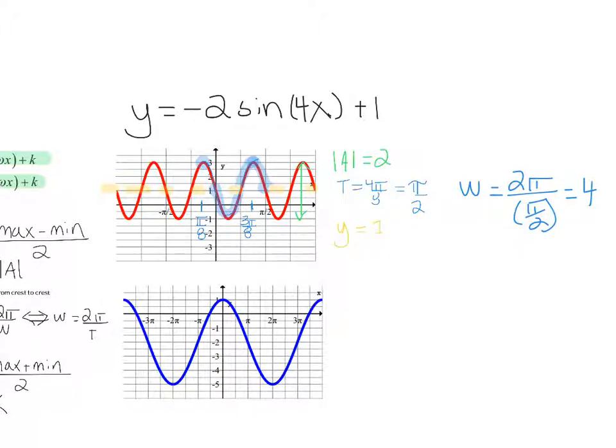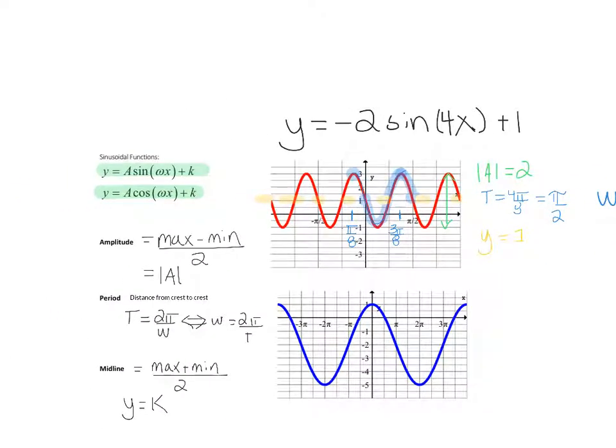The other thing that you need to know about this omega is the omega tells you how many periods fit into a normal 2 pi. So if I look here, T equals 2 pi over omega, the omega is how many periods fit into 2 pi. Well, since this period is pi over 2, I can tell that 4 full periods are going to fit into 2 pi because pi over 2 is 1/4 of 2 pi. So that's why this omega is 4 here.